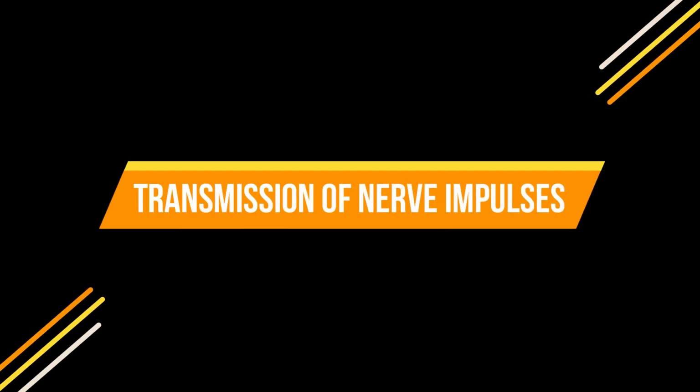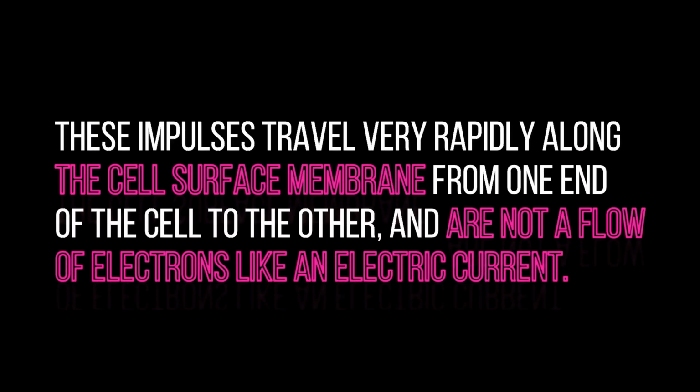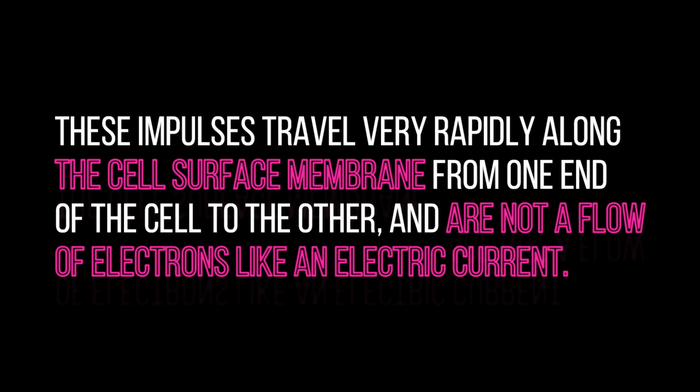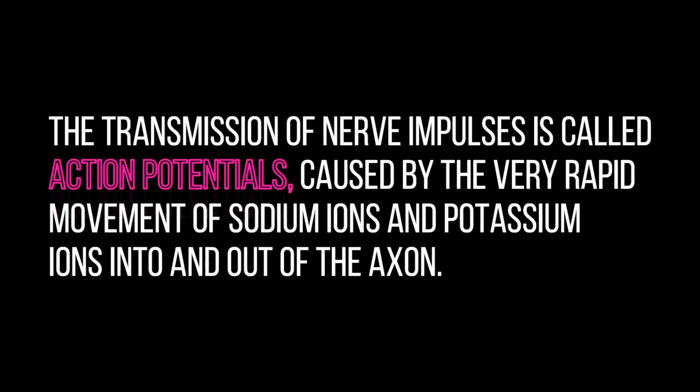Transmissions of nerve impulses. Neurons transmit electrical impulses. These impulses travel very rapidly along the cell surface membrane from one end of the cell to the other and are not a flow of electrons like an electric current. The transmission of nerve impulses is called action potential, caused by the very rapid movement of sodium ions and potassium ions into and out of the axon.